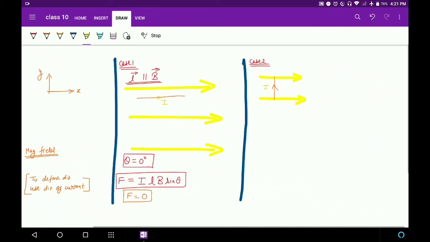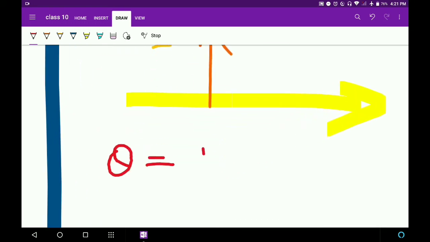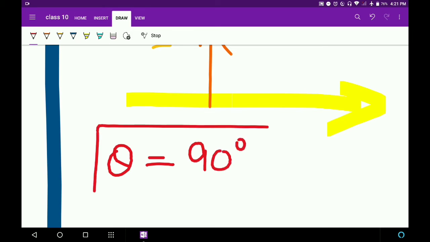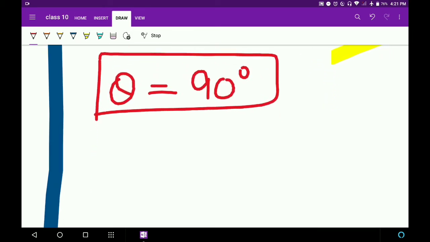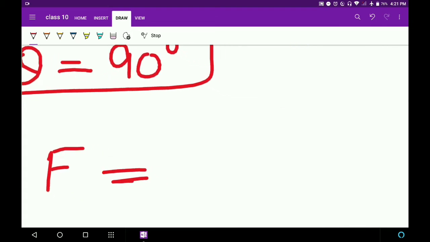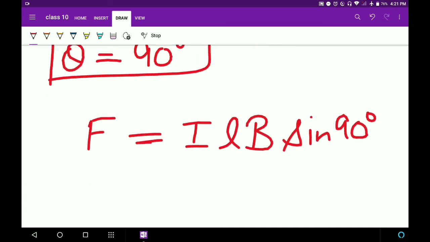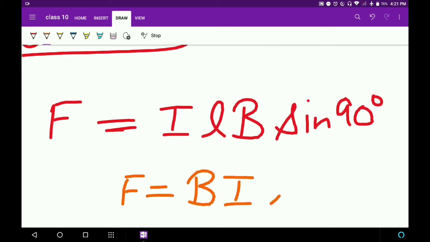Okay. So over here if you see carefully, the angle between magnetic field and current is actually 90 degree. So the magnitude of the force will become current multiplied by L into B multiplied by sine 90 degree. What is sine 90 degree? 1. So the force value will come out to be BIL.